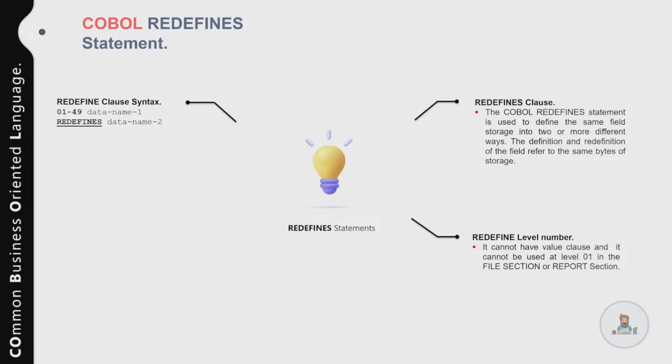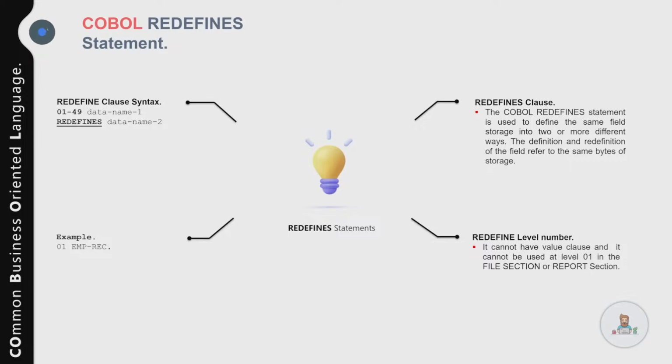When you define a field, you use 01 for the top level group item. Then for the next level, you can use numbers 02 to 49. In practice, most programmers use 05 for the second level and 10 for the third level and so on. Now let's talk about an example so that you can understand how exactly you can use the REDEFINES statement in your COBOL program.